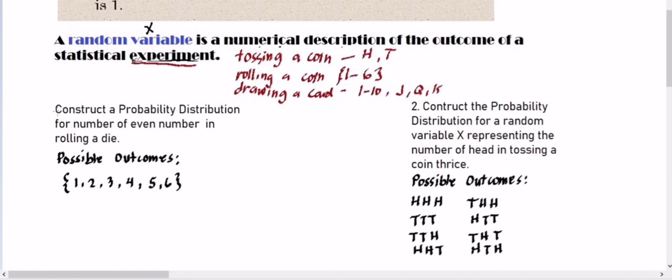Now, para mas ma-gets niyo, let's have number 1. Construct a probability distribution for the number of even number in rolling a die. So, let's identify first what is our experiment. The experiment given here is rolling a die. Ito lang na may mga commonly used na experiment. So, rolling a die, the possible outcomes are, nilagay na dito, 1, 2, 3, 4, 5, 6.